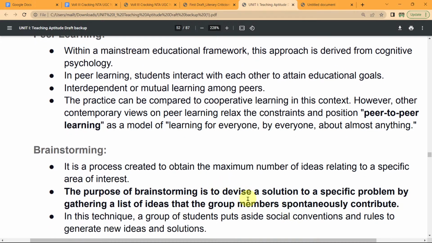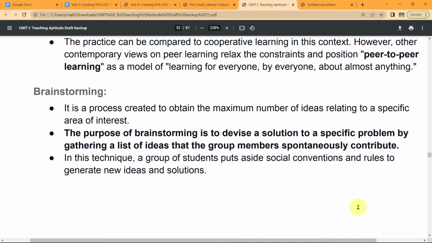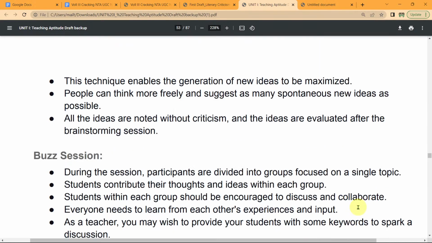So the purpose of brainstorming is to devise a solution to a specific problem by gathering a list of ideas that the group members spontaneously contribute. Got it? And buzz session is where participants are divided into different groups, and they will have different topics where they will just discuss ideas in each group, and a buzzing sound will come from every group.